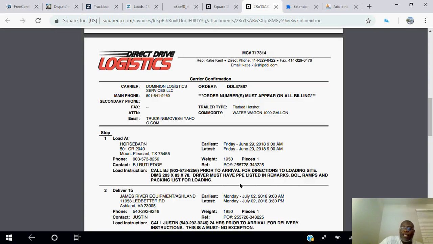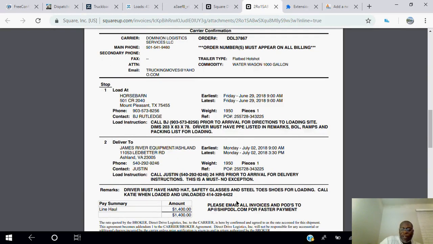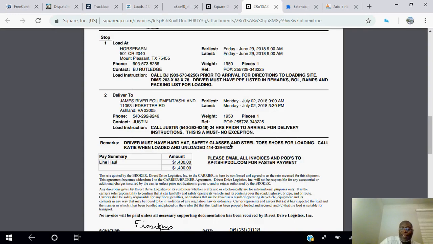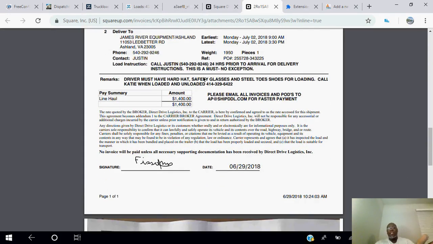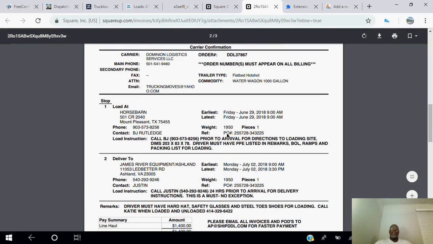Call 903-573-8256 prior to arrival for directions to loading site. Okay? You got all your instructions right there. You got your instructions on your drop. Call Justin, okay? 24 hours prior to arrival for delivery instructions. This is a must, no exception. Remarks: driver must have hard hat, safety glasses, and steel-toe shoes for loading. Call Katie when loaded and unloaded. So the driver has all these instructions. You have these instructions because you have a copy of what?